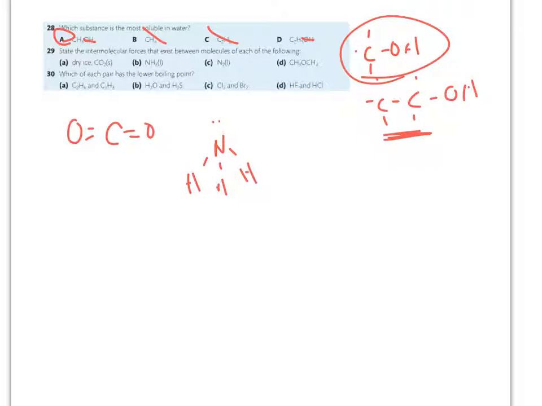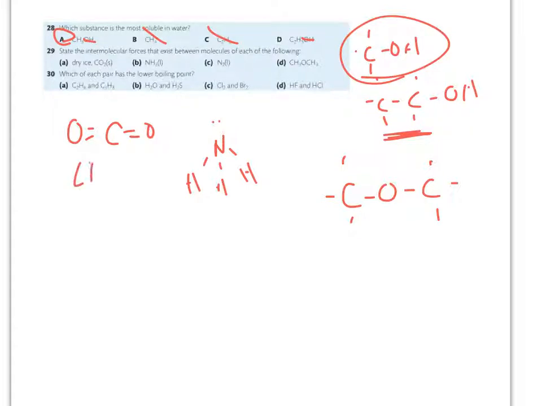N2 is also going to be a nonpolar molecule, so that's going to be just London dispersion forces, or your book likes to abbreviate it LDF. And then CH3OCH3, this looks like it might have hydrogen bonds, but its structure is going to look like this. So it just has dipole, which means it also has London dispersion forces.